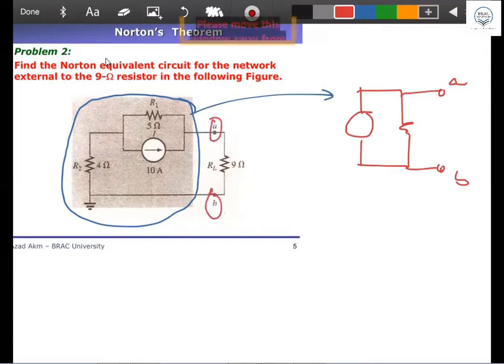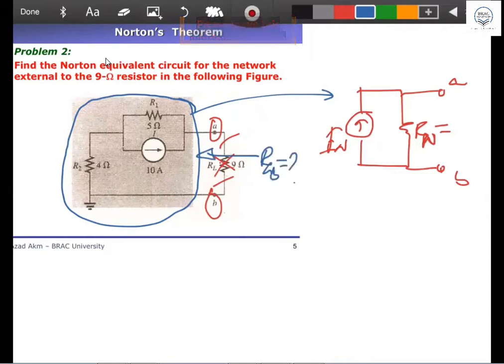You cut it off first, take it off, and then find the R Norton first. R Norton equal to what? Then you find I Norton equal to what? That's it. So R Norton is very similar to R Thevenin, and that one I told you already. You have to look through this and find the value of RAB. Just now you have found one. Provided the independent source should be deactivated. Are there any independent sources in the circuit? Yes, sir, 10 ampere current source. Good.